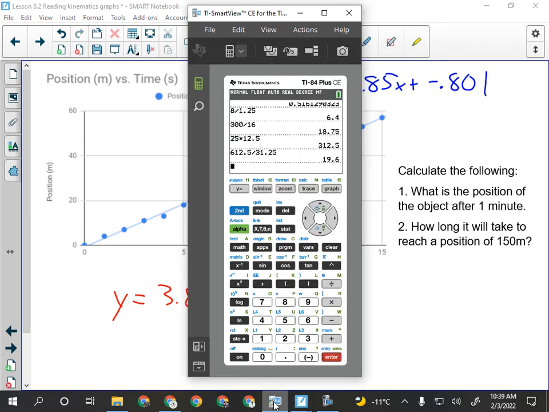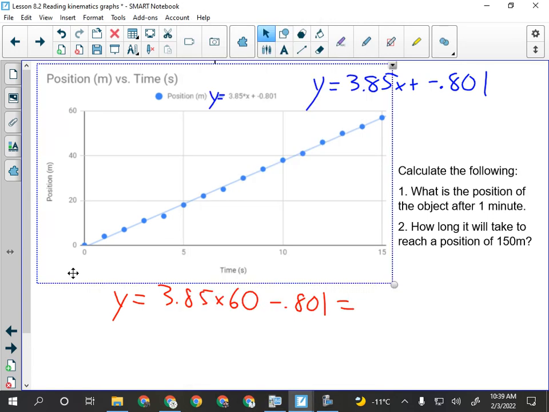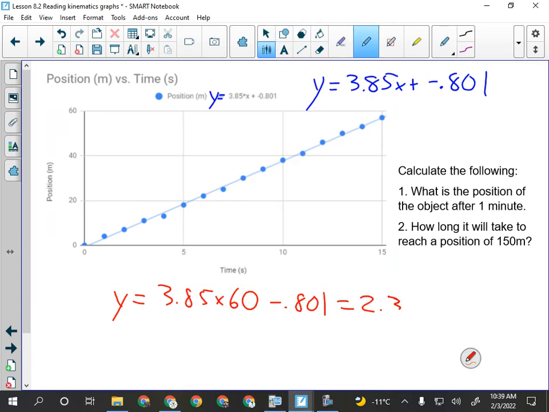All right, so if I do that, 3.85 times 60 plus negative 0.801, it's going to have traveled 230.2 meters. To the proper number of significant digits here, I think we'd be looking at 2.3 times 10 to the 2. Since we never used any numbers that have only one significant digit, we're good. Everything we used had at least 2.